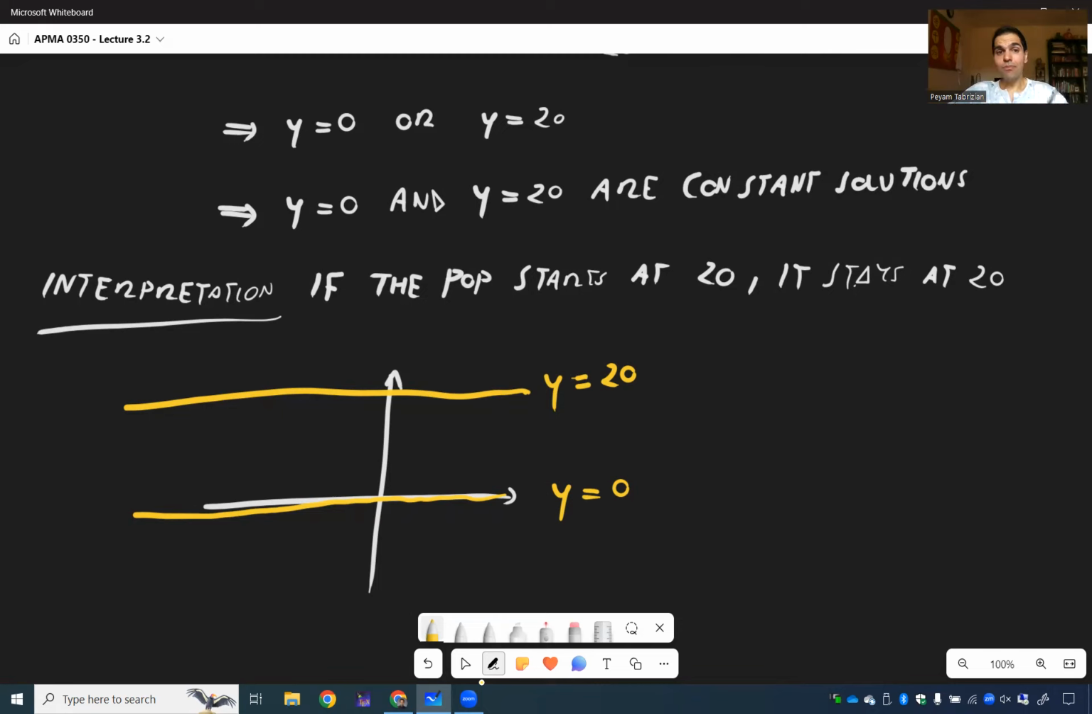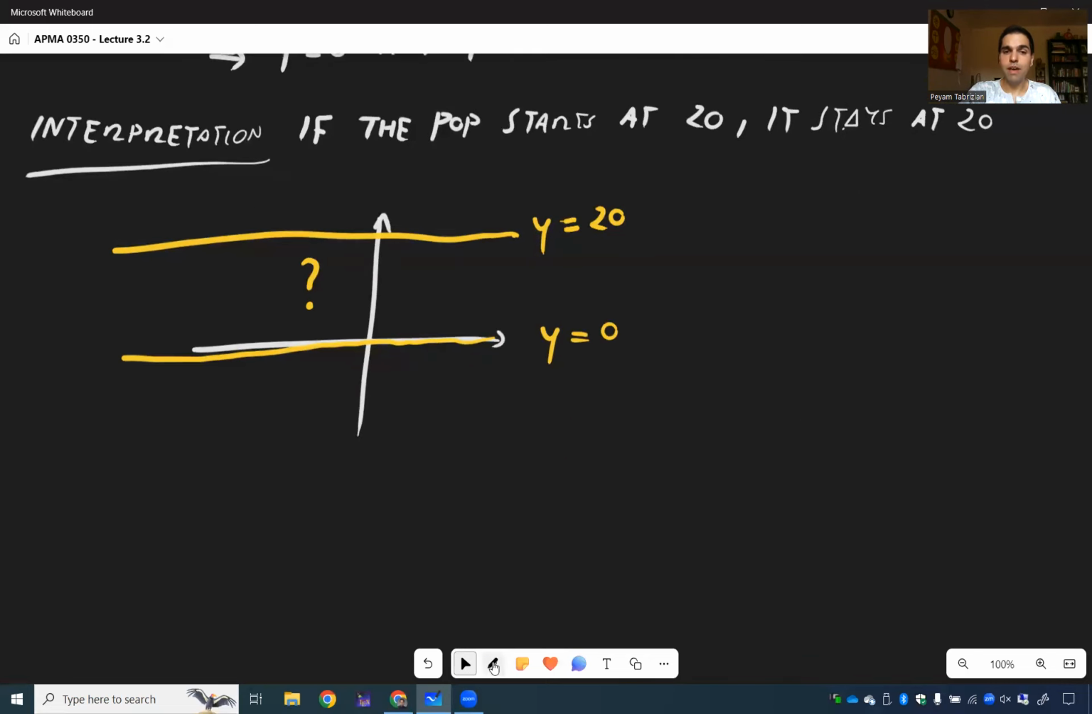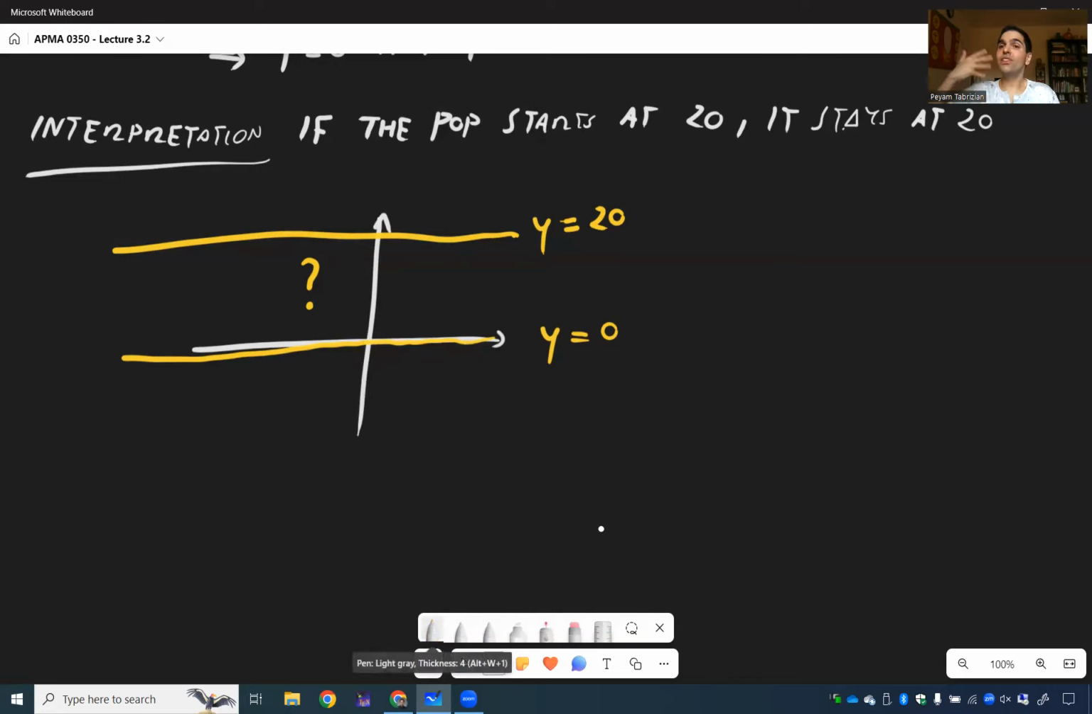But now the question is, what happens in between? And this is where what's called a bifurcation diagram can help us. Because remember that fact: whenever your function is positive, the solution is increasing. Whenever the function is negative, your solution is decreasing. And that's what will help us. So let's draw a bifurcation diagram.